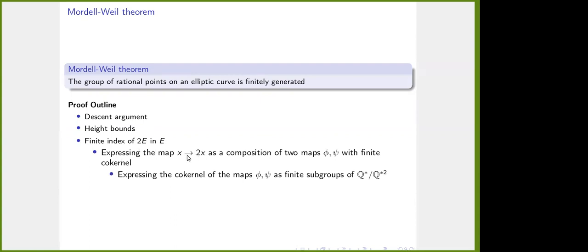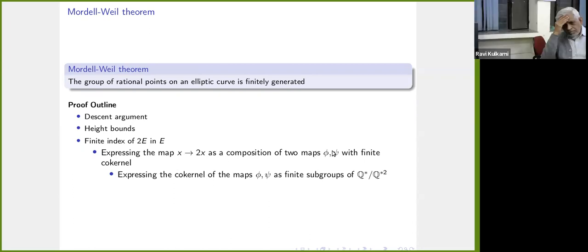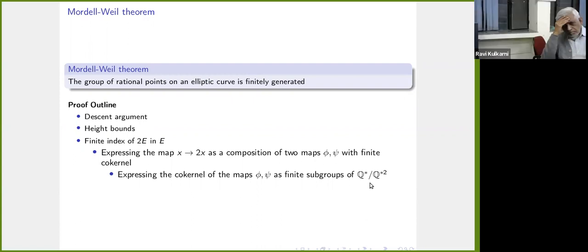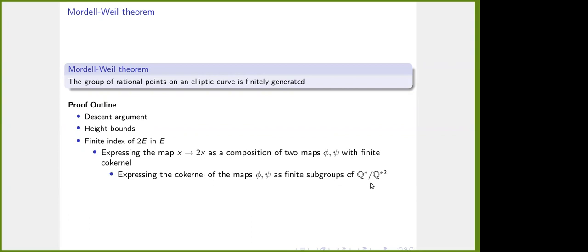Expressing the map x to 2x. The way we do this is we want to show that this map x to 2x has finite co-kernel. So what we do is we write it as a composition of two maps, with finite co-kernel, and that will show that this map has finite co-kernel. And how do we show that these two maps have finite co-kernel? We explicitly identify the co-kernels of these two maps as finite subgroups of this group here, the rationals modulo the squares.